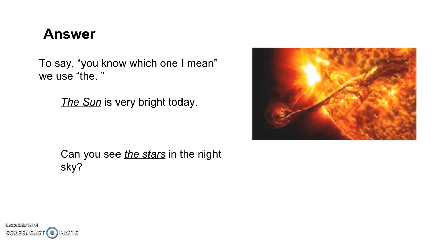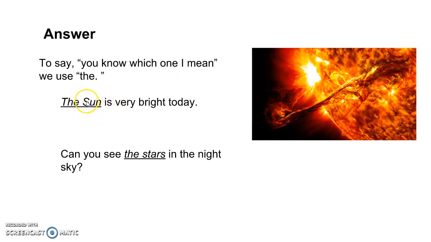So, here it is clear which sun we are talking about. You know which sun is being discussed because there's only one sun. It's not like there are many suns and we don't know which sun is being discussed. We know that there is one sun in the sky at any one time, and therefore it is clear which sun is being discussed.